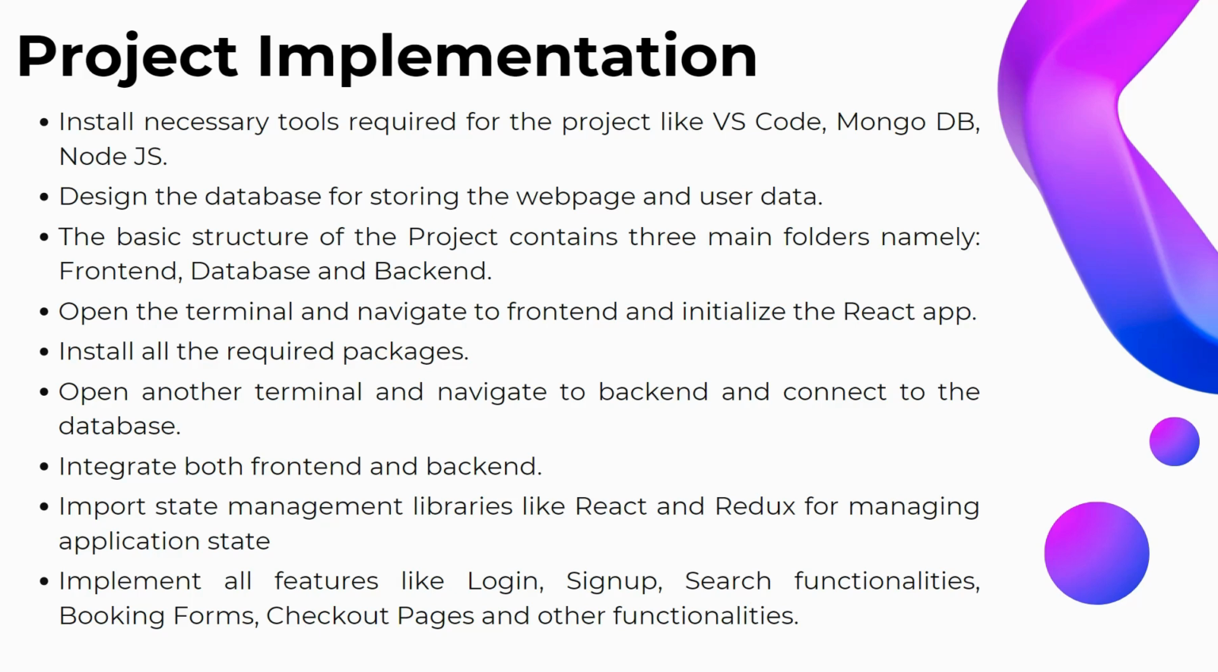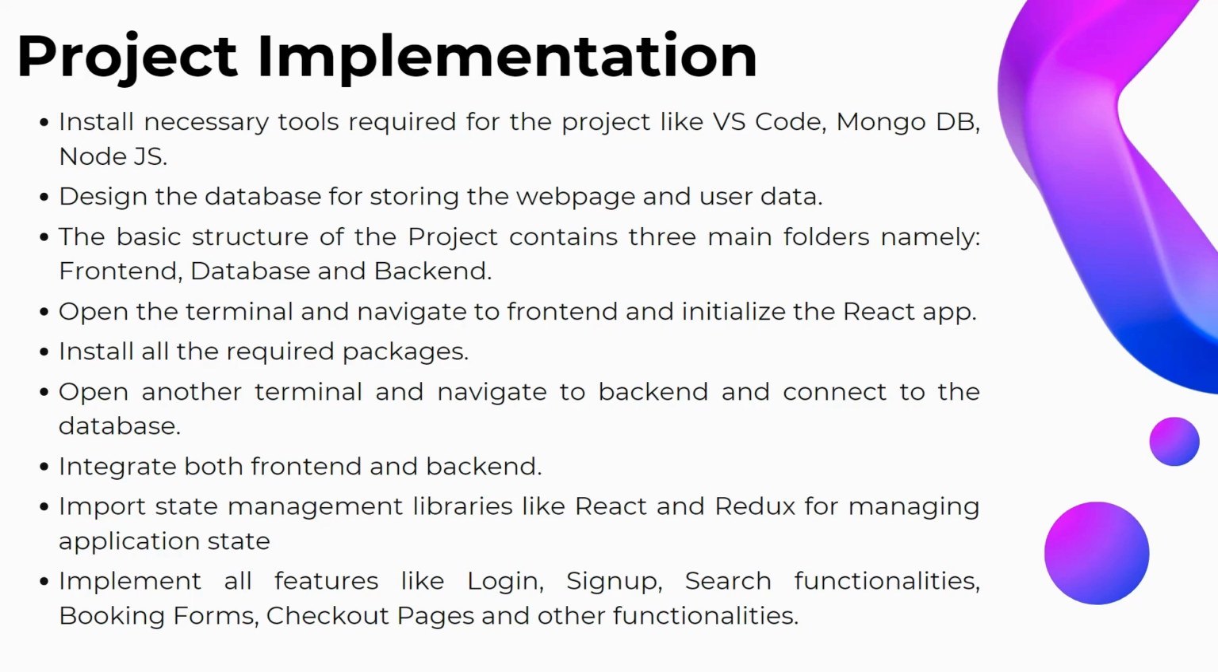After that, we have to open two terminals. One is for the front end and the other is for the back end. We just have to navigate to the front end and back end folders, and in the front end we have to initialize the React app and install all the required packages. And in the back end, we have to connect the database to our front end and integrate it. After doing all these things, our web application will start working as we expect.